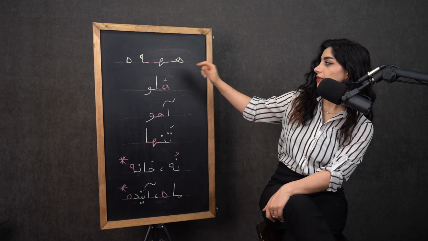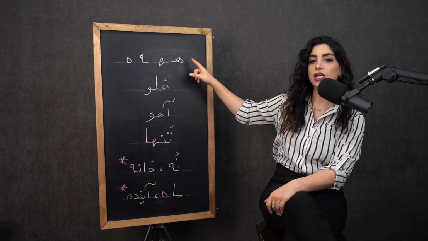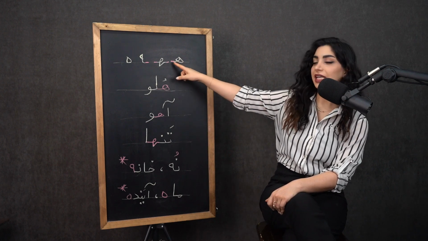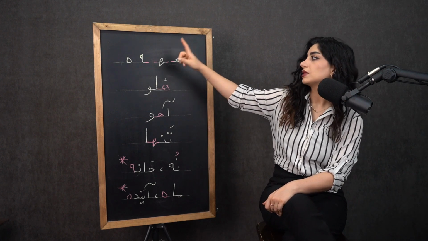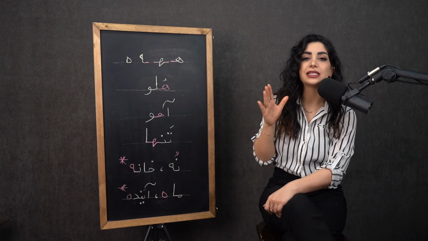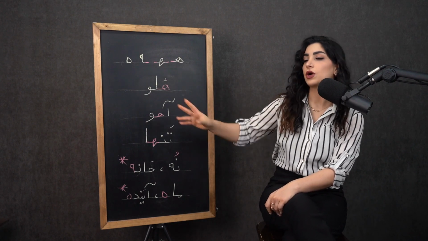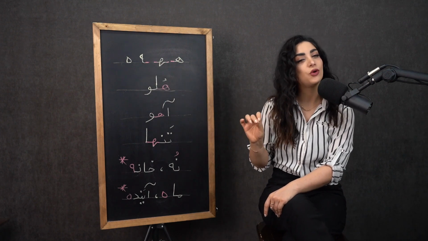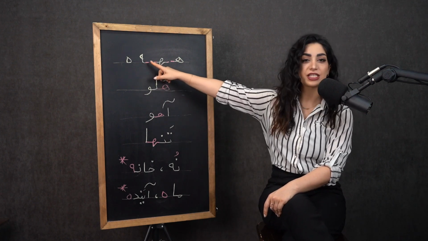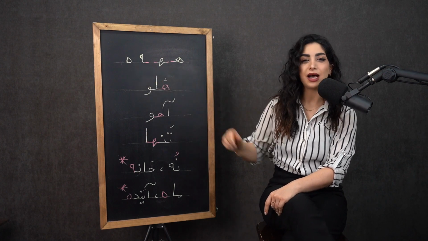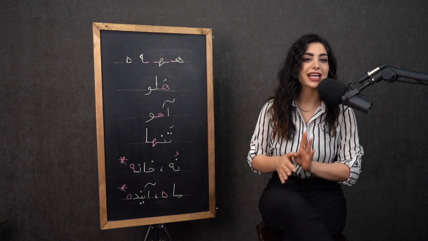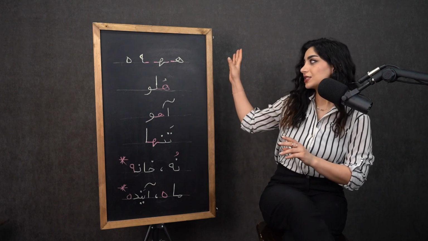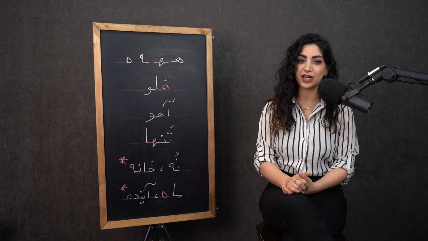But look here. This one comes always at the beginning and only attached from here. This one comes always in the middle and attached from both sides. This one comes always at the end and attached from here. And that one comes always at the end and never attached to anything. Now let's go and see how they look like in the actual words.